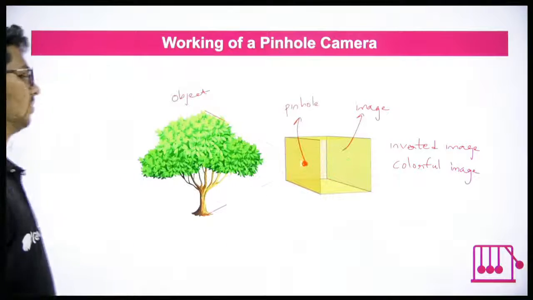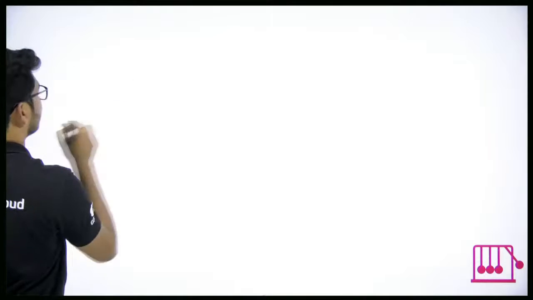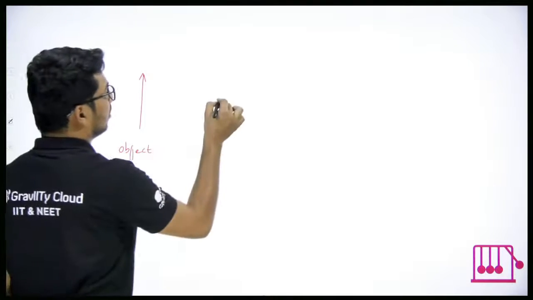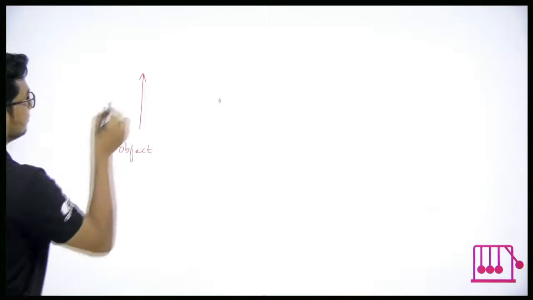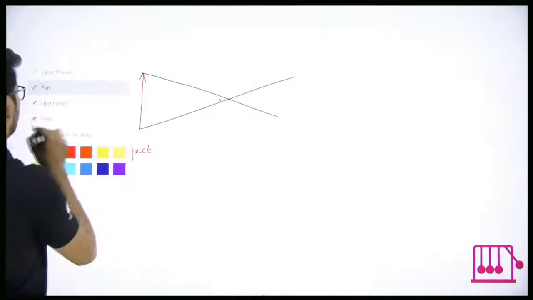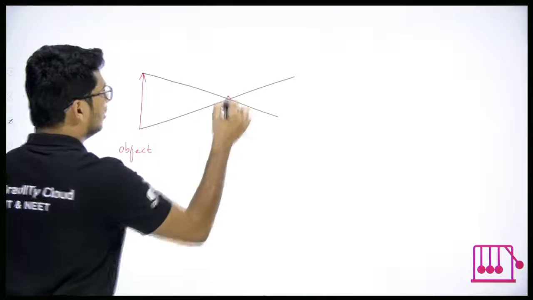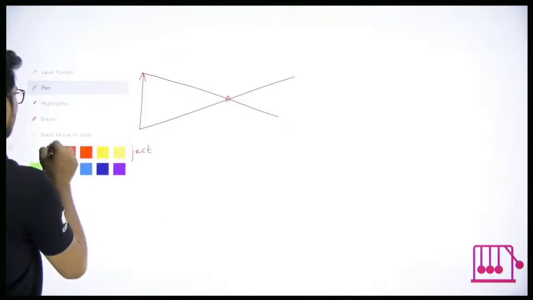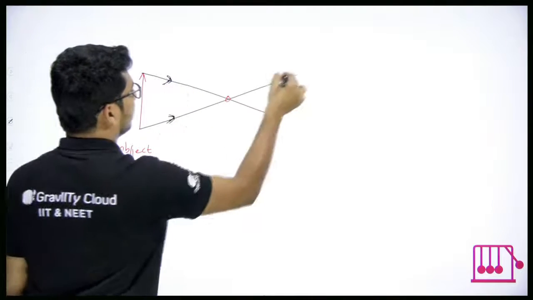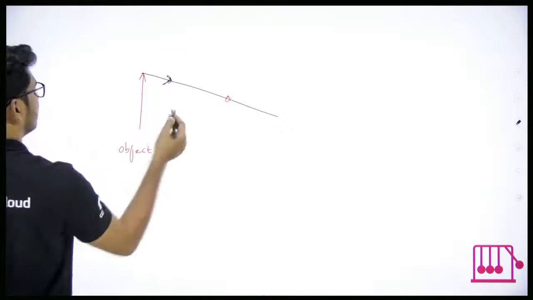These are some important properties. And how does it work? It's very simple. If this is the object, you have a small pinhole. Through that pinhole, the rays will pass through. I'll just draw it. Let's say this is a small pinhole. Through the pinhole, the rays will pass through, and wherever they fall on the screen, they form the image.